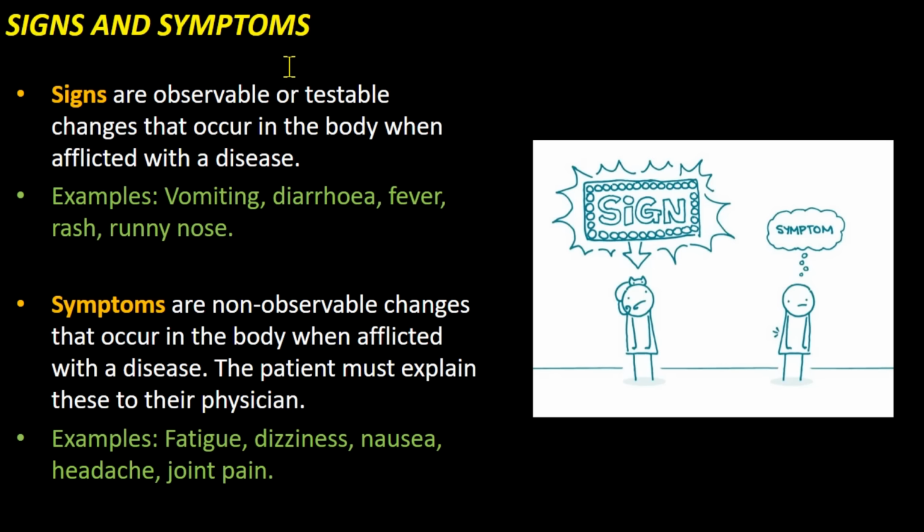Signs and symptoms. So signs are observable or testable changes that occur in the body when afflicted with a disease. These are things that you can see. So vomiting, diarrhea, fever, rashes, runny nose. Symptoms, on the other hand, are non-observable changes that occur in the body when afflicted with a disease. These are things that you cannot see, and the patient must explain these to their physician. Examples would be fatigue, dizziness, nausea, headache, joint pain.